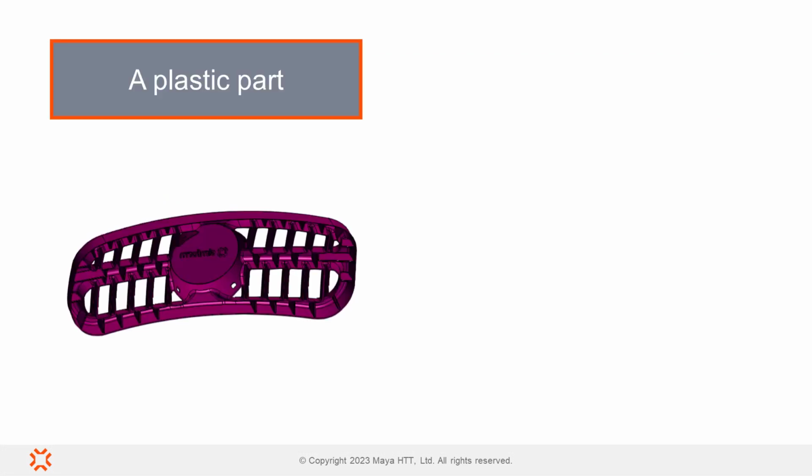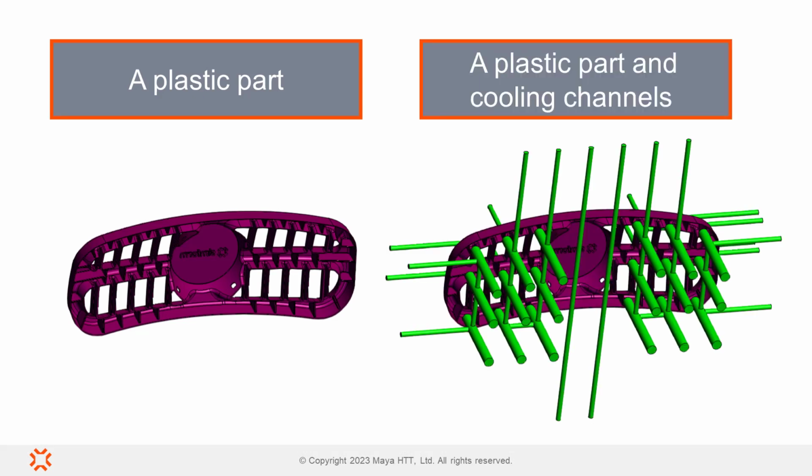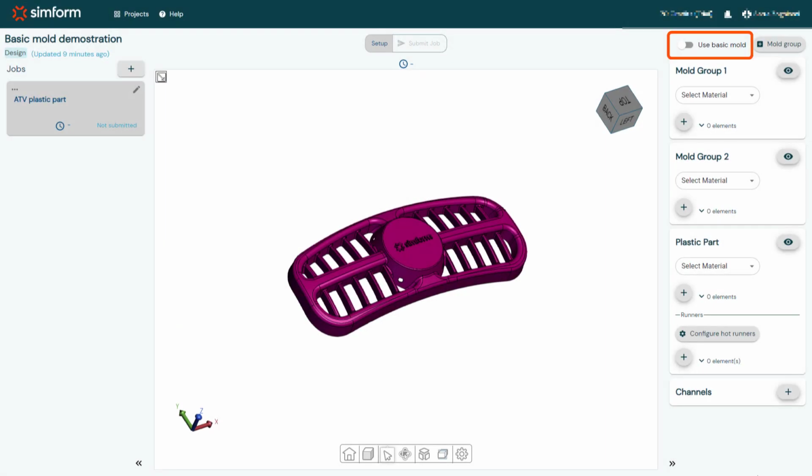To use basic mold, you must upload a CAD file to SimForm containing either a plastic part or a plastic part with cooling channels without the need for mold components. Use Basic Mold automatically generates a rudimentary mold with a user-defined material around the uploaded CAD model. For this example, I'll use a plastic part design of an all-terrain vehicle grille.